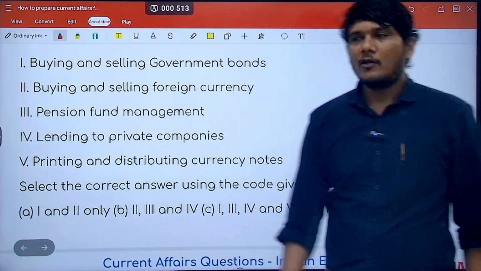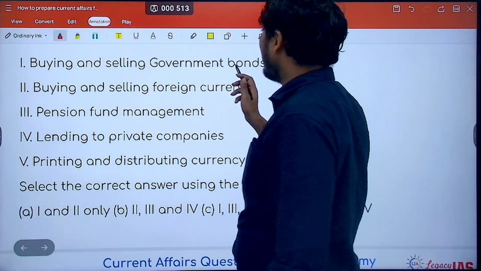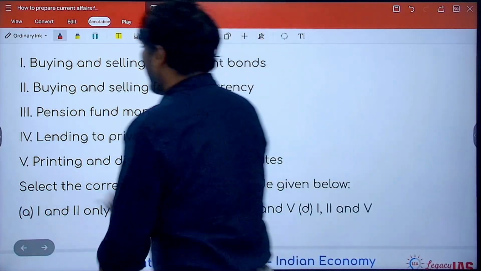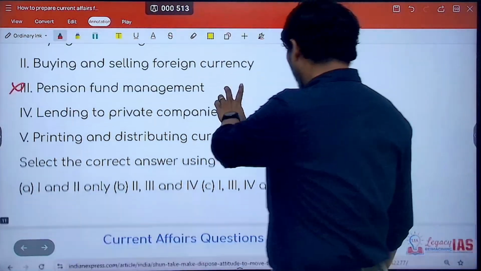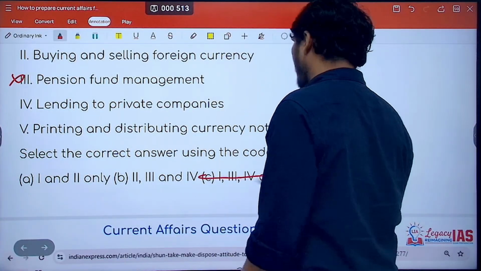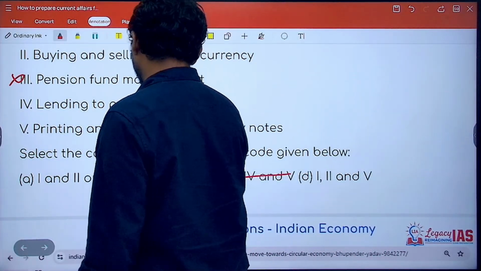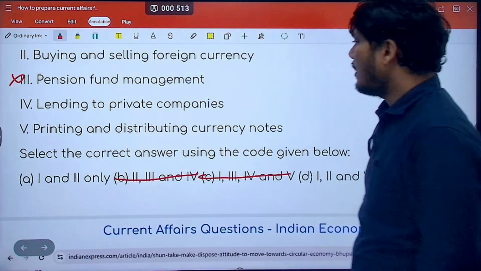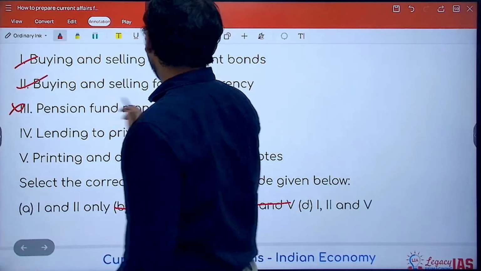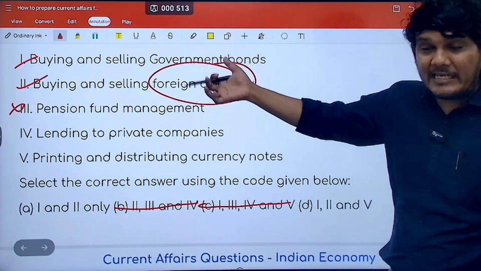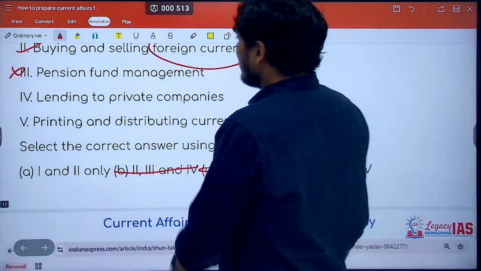Is that clear? So now, buying and selling of government bonds? No. Pension fund management? No, it is not. Nowhere is pension fund management written. So 3 becomes incorrect. This is gone. I think yes, and this is also gone. Now, buying and selling of government securities? Yes, it does that. Buying and selling of foreign currency? It is mentioned multiple times. So yes, it does that.